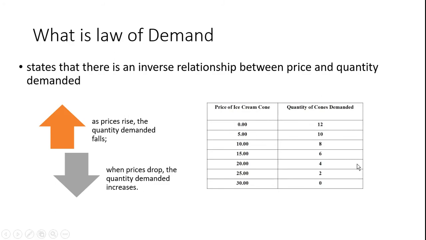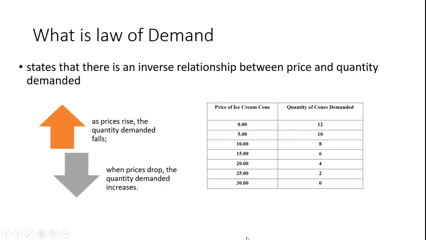Let's see the table first. What does it say? Now we have two things: price of ice cream cone, and quantity of cones demanded. But before we discuss this table, you have to remember that price is an independent factor and quantity demanded is a dependent factor. That means price increase or decrease will affect the quantity demanded, but quantity demanded will not affect price because it is a dependent factor. So when price increases, demand falls. If prices drop, demand increases.